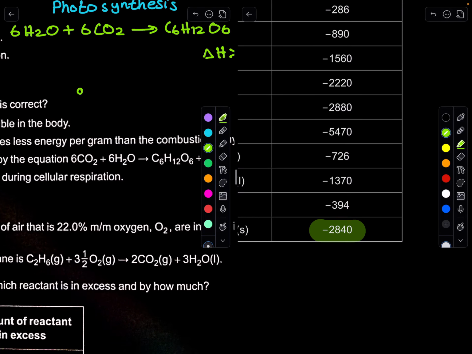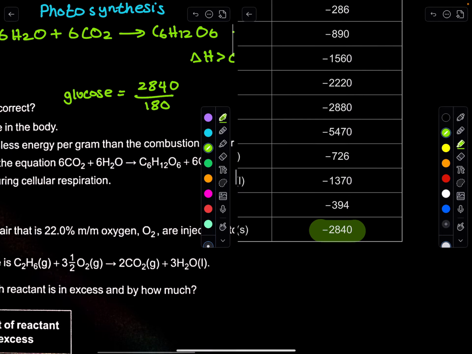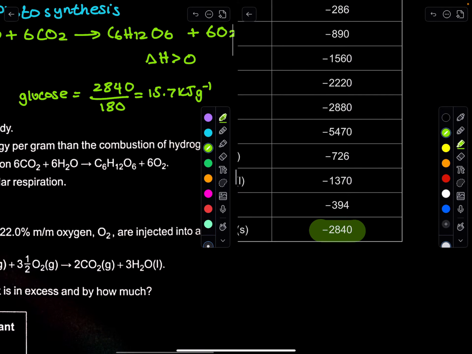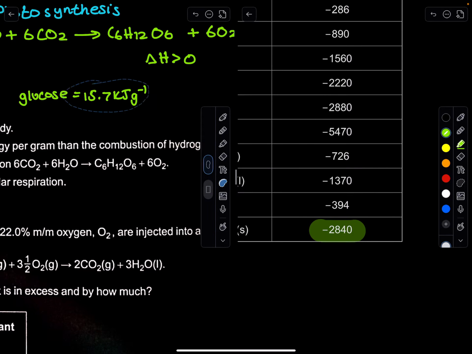So glucose is how much? 2840. To change it into kilojoules per gram, we just have to divide it by its molar mass. We know glucose is 180, the molar mass, which gives me basically, what's 2840 divided by 180? That gives me basically 15.7 kilojoules per gram. That's my value. Let me just rub this part. We don't need this part here, and yeah, just this part here. Let's put that there. There it is.